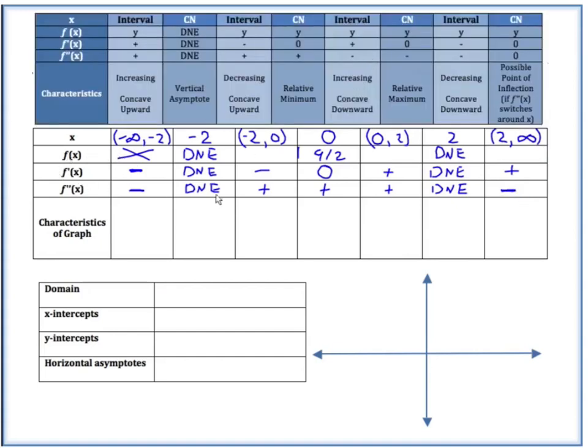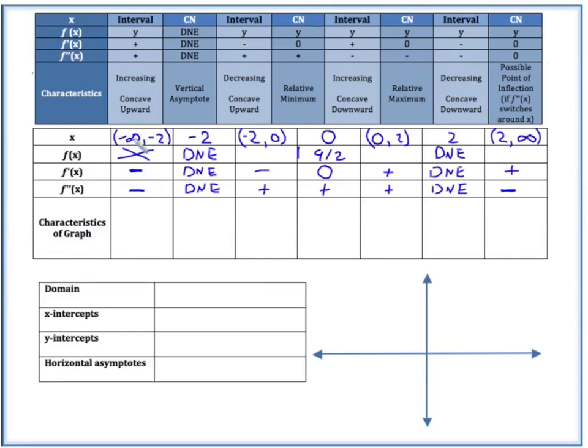At this point, once we have all of this information filled out, we can simply refer back to this chart right here to determine what's happening, the characteristics of the graph. Now you can either remember and know what's happening, which is a good idea, or you could actually memorize this chart. So I want to show you both ways how it works.